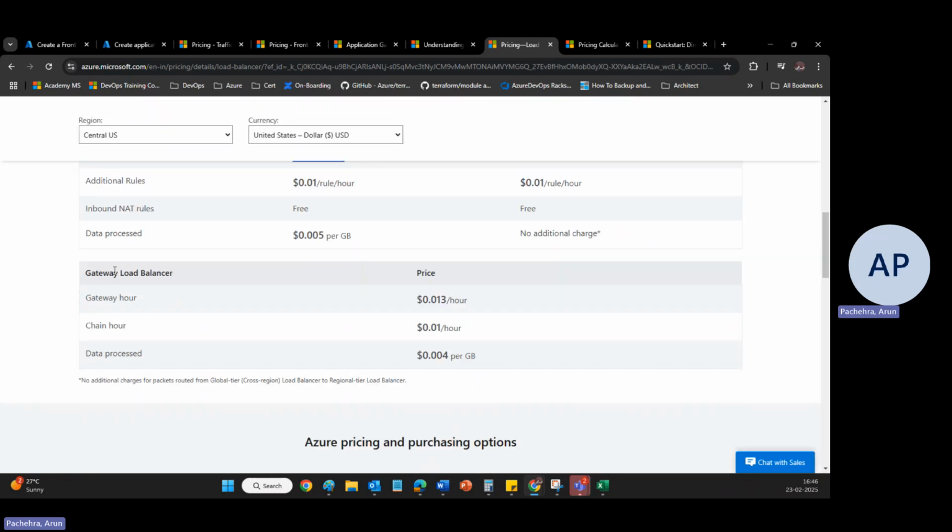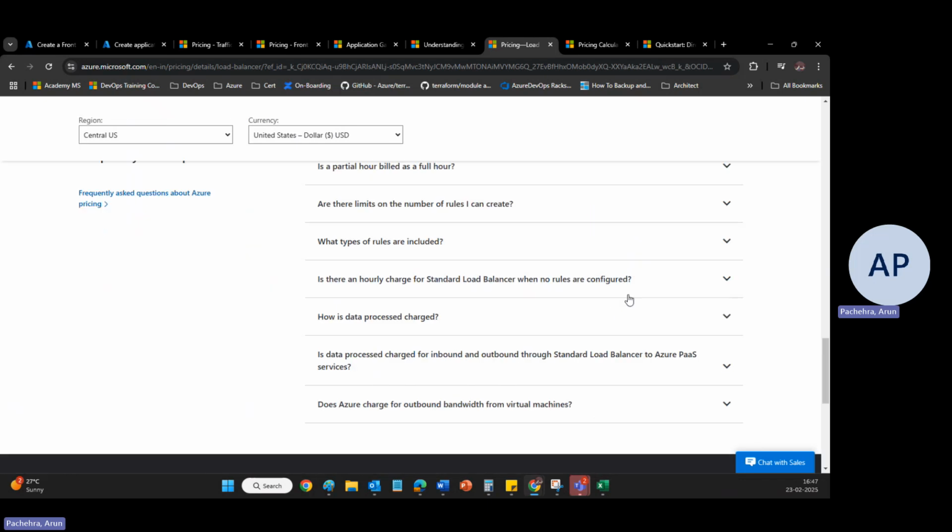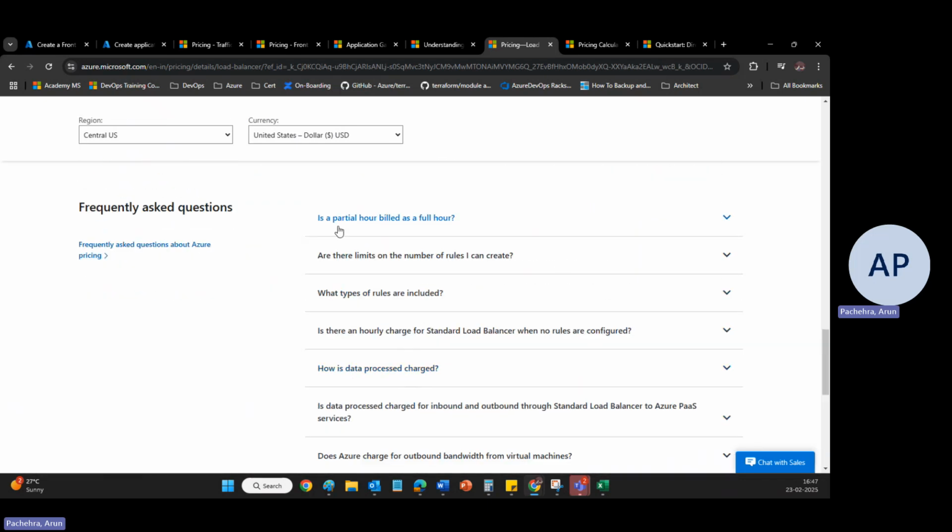For the gateway load balancer, there is a gateway hour pricing, chain hour pricing, and data processed. Data processed is the same, but there is chaining, right? If you remember, we use the gateway for the NVAs. We request load balancers to send the traffic to the gateway load balancer so that it can scan and filter it through the NVAs. So those chain hours and the gateway hours are there. Now, if you go and see, there are some important points here we should go through.